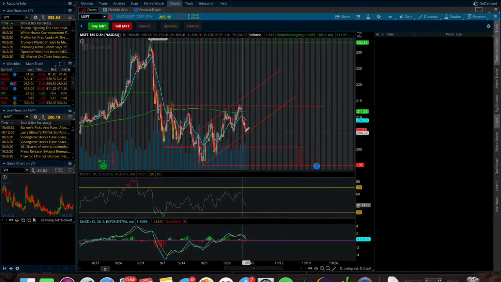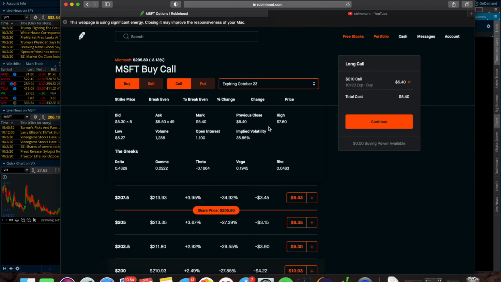Why do I say 210? Because if we're making higher lows here, from 205, we're most likely going to hit 210 or even more, right? My price target right now is 215, which I could see happening very easily, especially if we break out over here. If we break out of this resistance, which I think will happen because the earnings is coming up, a lot of volume is going to come in, we're going to probably at least hit 215, right? So we're going to place our call for 210 on October 23rd.